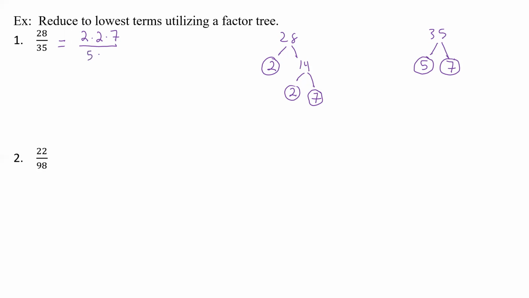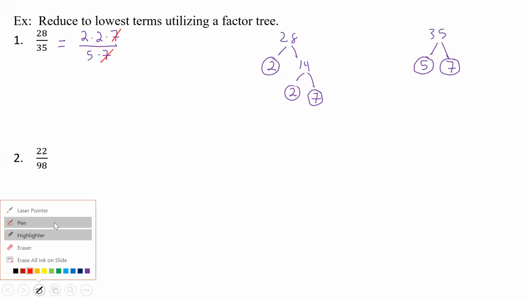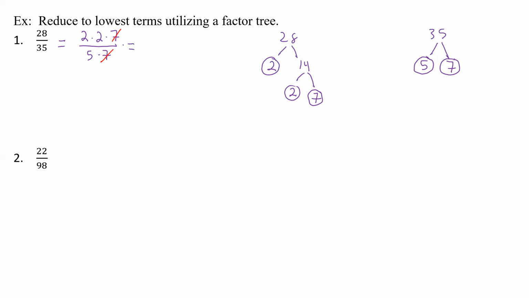So 5 times 7. And now the cancellation rule basically says cancel what's in the numerator and denominator that works. Well, 7 cancels 7. And guess what? I'm done with this problem. Now I just have to say 2 times 2 is 4, 5 times 1 is 5, and that is my reduced fraction. Okay, so much easier than trying to find all of the divisors of 28, all the divisors of 35, find the greatest common divisor, and then divide both sides by that.